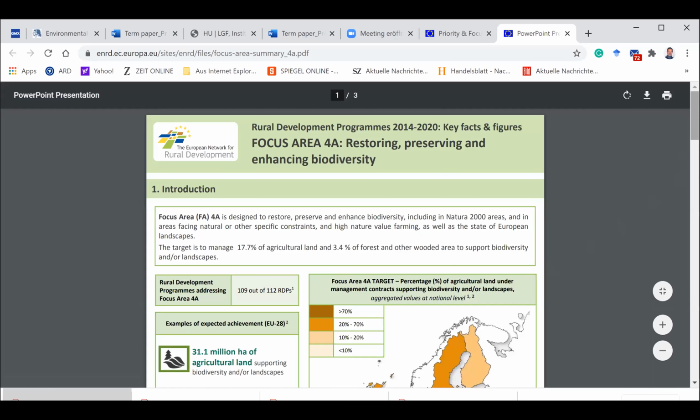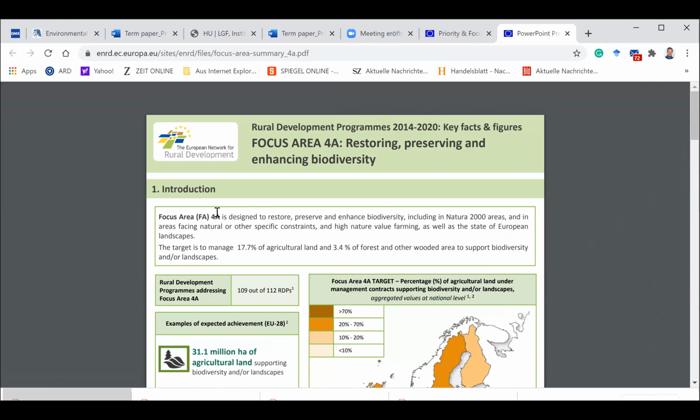And we go there, and there's a fact sheet, and there is a goal. And this goal is very precise. It's designed to restore, preserve, and enhance biodiversity, including the Natura 2000, and in areas with other specific constraints, high value farming, farmland, and so on. And the target is to manage 70.7% of agricultural land and 3.4% of forest and other wooded area to support biodiversity and landscape.